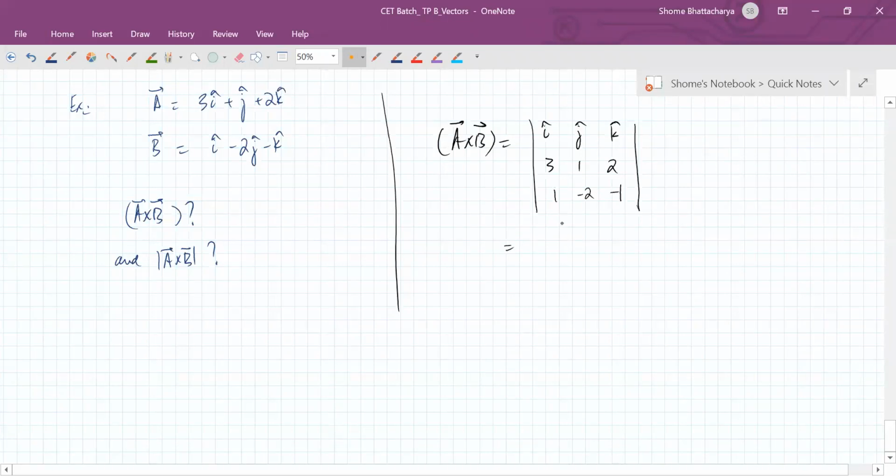And then just solve this determinant. So the first term comes out from the row and you're left with the second and third columns. So 1, 2, minus 2, minus 1. Then the second term always comes out with a minus sign, don't forget that. So j cap will come out with a minus sign, minus j cap, and you have the first and third columns. So 3, 2, 1, minus 1. And then again the third term comes out with a positive sign, so plus k cap, and you're left with the first and second columns. So that is 3, 1, 1, minus 2. Okay. And then you just solve this.